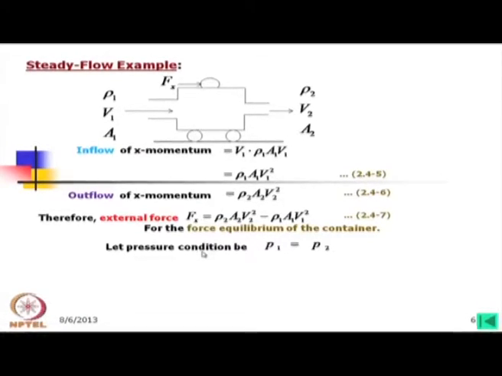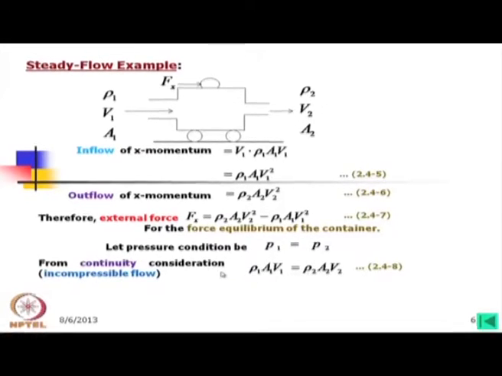Let pressure condition be P 1 is equal to P 2. This means that here pressure and here pressure will be same. Then from continuity consideration, incompressible flow, rho 1 A 1 V 1 is equal to rho 2 A 2 V 2, and therefore, F x will be rho 1 A 1 V 1 into V 2 minus V 1.